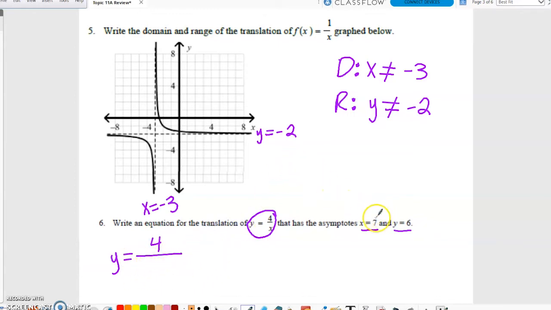X equals 7, remember the vertical asymptote, that is related to your h. Remember, since h is backwards, you have to flip the sign. So if this is a positive 7, we're going to write it as x minus 7 in my equation. The y equals 6, that is my horizontal asymptote, and that is related to k. Since k is straightforward, we don't need to switch signs or anything, so this is a positive 6. We're going to say plus 6 for my equation.